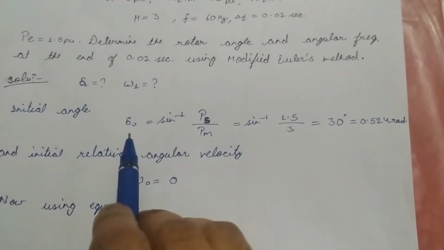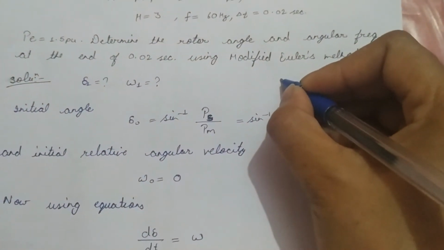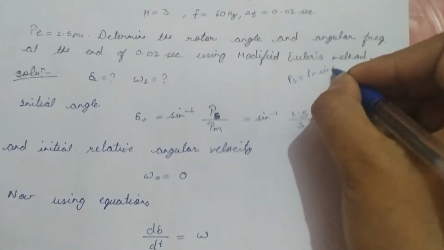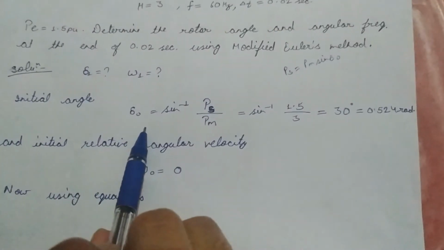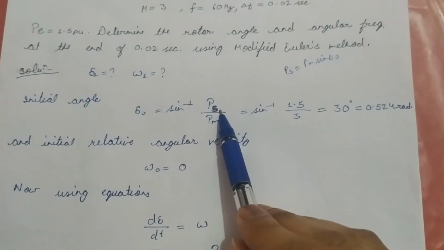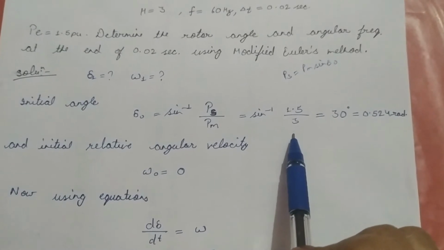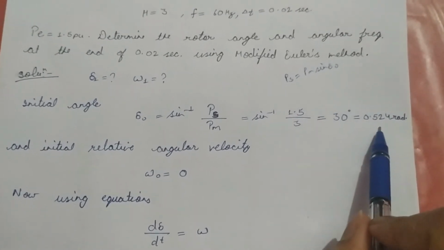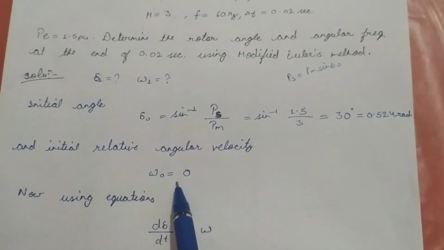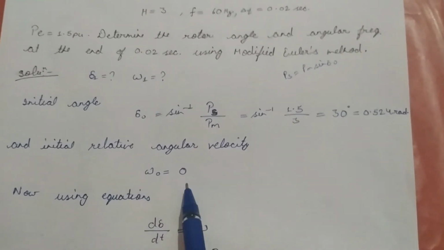So the initial angle del naught would be equal to sine inverse Ps. As we all know, Ps is equal to Pmax sine delta naught. So from this we can calculate del naught is equal to sine inverse Ps by Pm. We are given Ps is equal to 1.5 and Pm is equal to 3. So we can calculate del naught as 0.524 radians, and the initial relative angular velocity would be 0, that is at time t is equal to 0, d del by dt is equal to 0, that is omega naught is equal to 0.